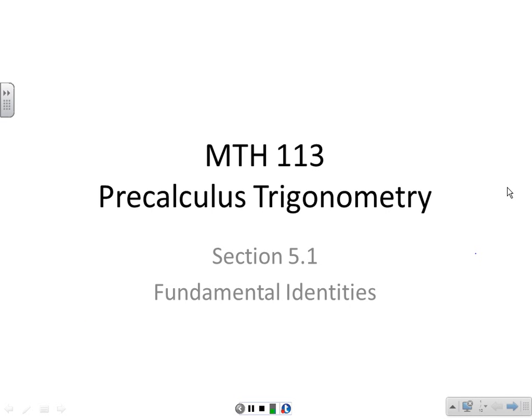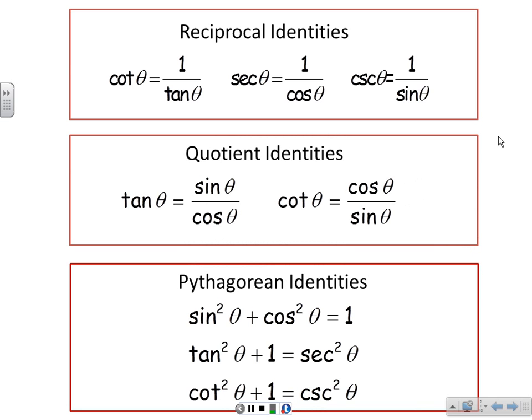Chapter 5, Section 1, Fundamental Identities. So all of these identities we have talked about previously. We've talked about the reciprocal identities. Cotangent theta is the same as 1 over tangent. Secant is the same as 1 over cosine. And cosecant is the same as 1 over sine. We've also talked about these identities in the fact that tangent is sine over cosine. Cotangent is cosine over sine. And we've also talked about the Pythagoreans.